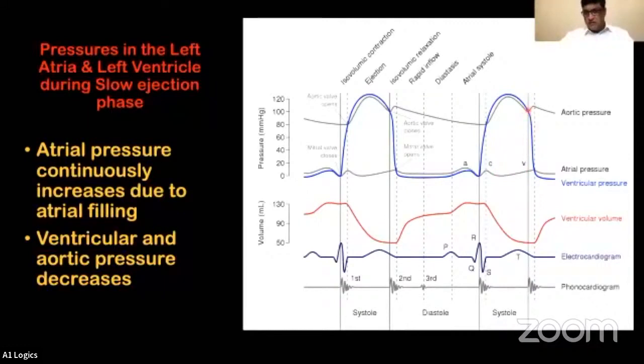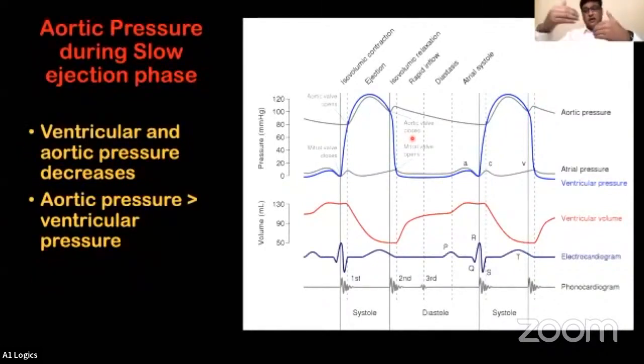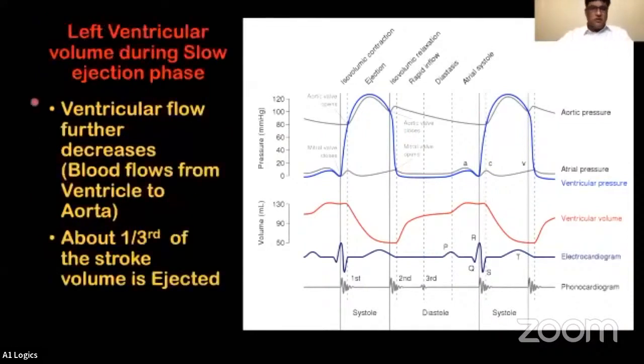At the same time, the ventricular pressure and aortic pressure decrease, but the aortic pressure does not come down and touch zero. It stays at about 80 millimeters of mercury, because the valve has to close. If it doesn't close, the blood returns from the aorta to the ventricle, which means aortic regurgitation is happening. So that is the aortic pressure during the slow ejection phase. Now the left ventricular volume during the slow ejection phase.